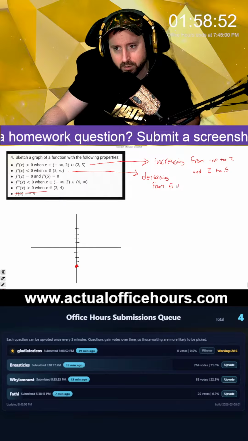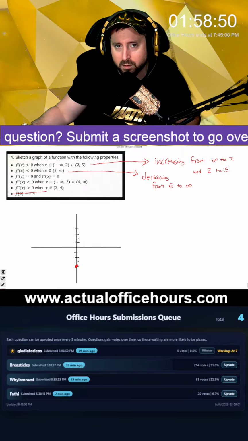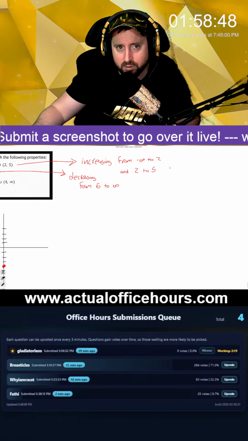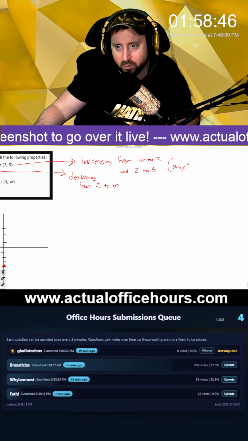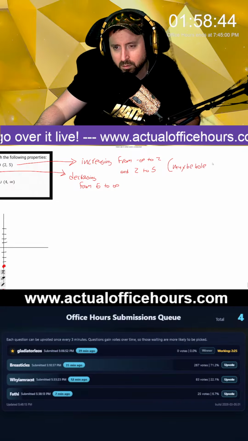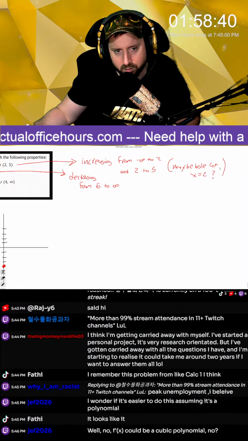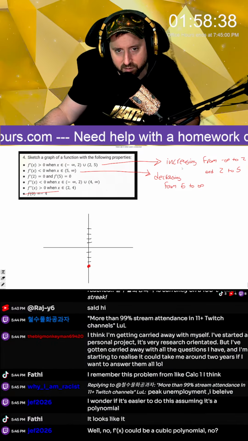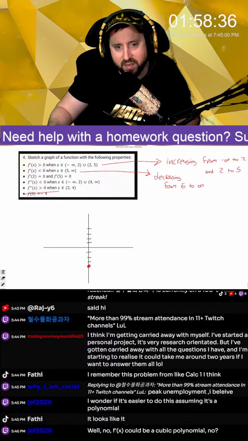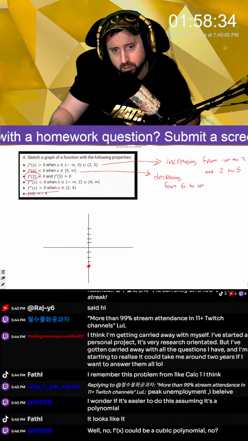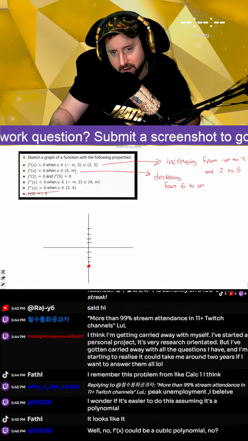From 5 to infinity. So we could say here, maybe there's a hole. It's just kind of weird for them to say that. My spidey senses start going off. Okay, but then they say f prime of 2 is equal to 0. And also f prime of 5 is equal to 0.